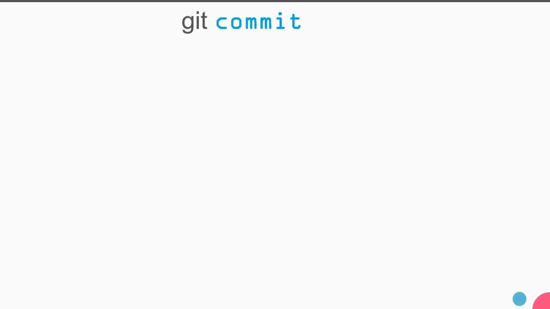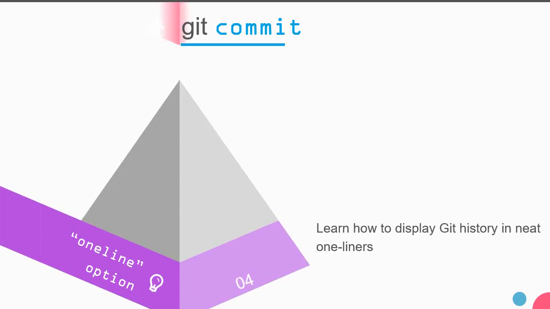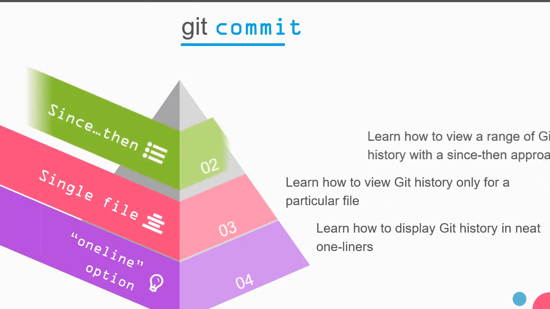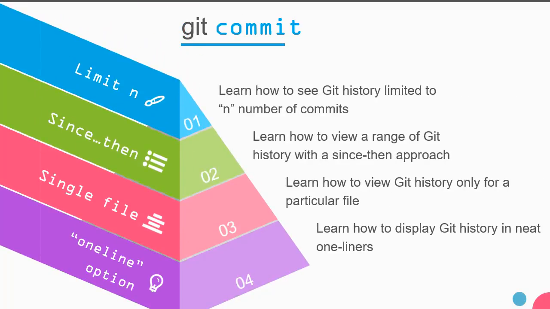Git commit is at the heart of Git. Here I will show how to use the one-line option, single file option, since-then approach, and finally limiting commit history display to N elements.